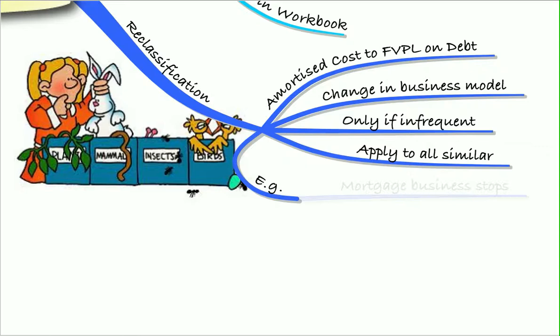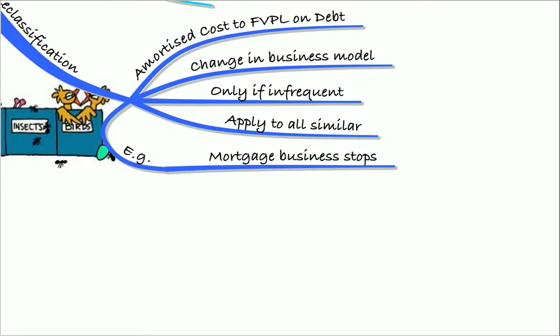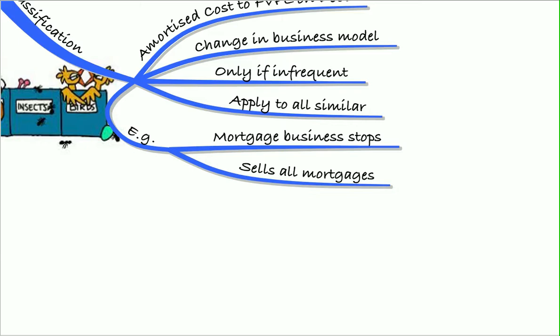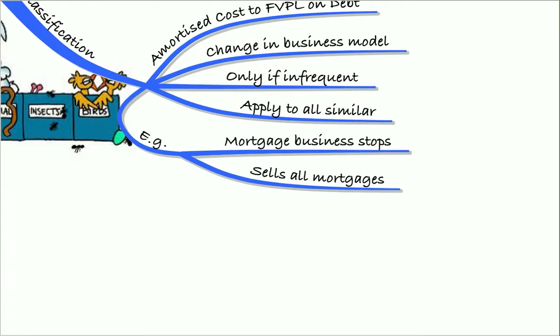So for example, if we were a mortgage company, we were issuing mortgages and getting the interest and capital, but we've decided not to do that anymore and sold all of our mortgages, we could reclassify them from amortized cost to fair value through profit and loss. So that is everything for financial assets.